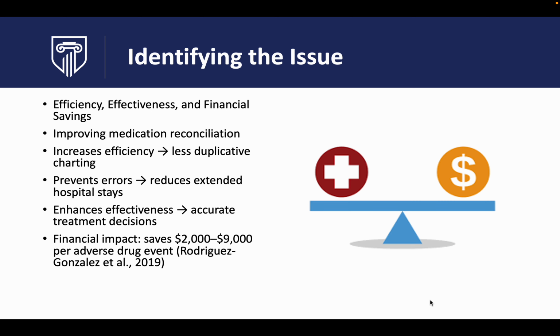Efficiency, effectiveness, and financial savings. So for improving medication reconciliation, some things we have to do for increasing our efficiency is less duplicative charting. We also want to prevent errors by reducing extended hospital stays. We want to enhance effectiveness with accurate treatment decisions, and our financial impact saves about $2,000 to $9,000 per adverse drug event.